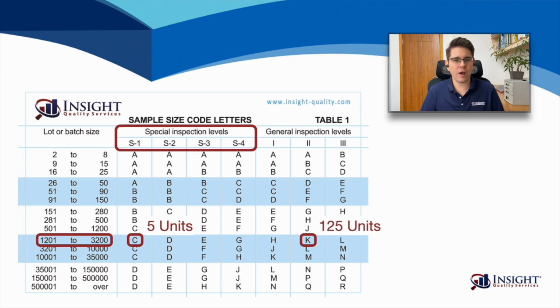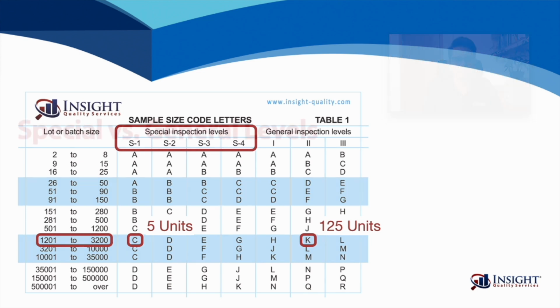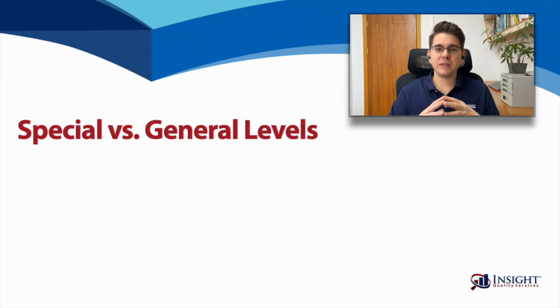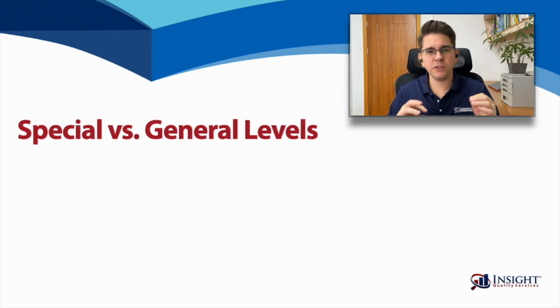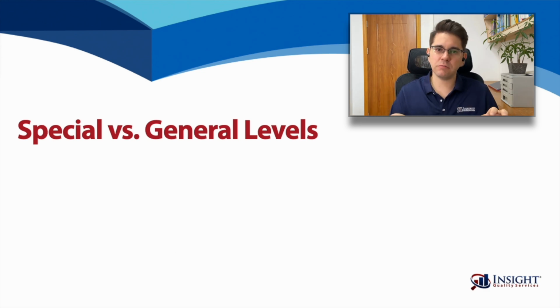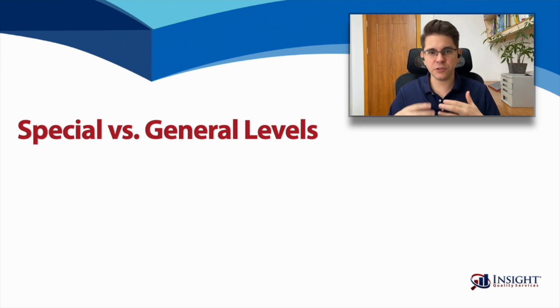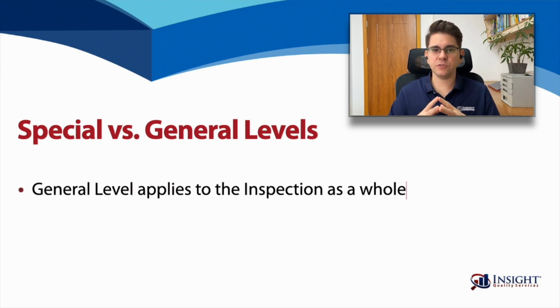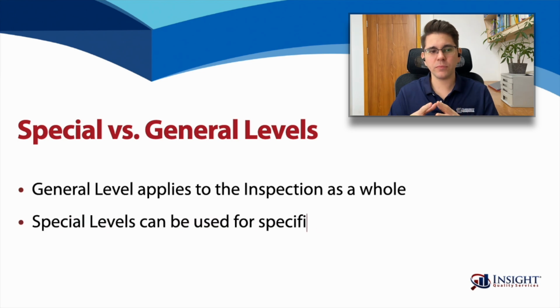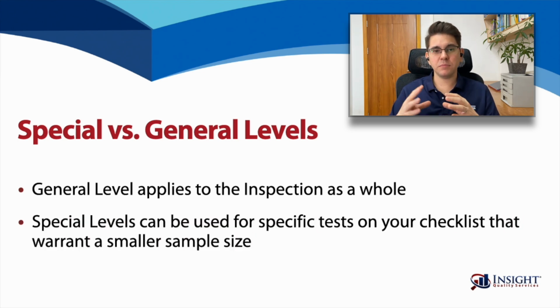So what gives here? Why would you ever use such a small sample? The key thing to understand here is that you're not choosing between using the general level or the special level for your inspection. It's that you're using them both together during your inspection. So the general level that you use applies to the inspection as a whole. Meanwhile, there can be special levels that you use for specific tests on your inspection checklist. And those are going to be tests that warrant a smaller sample size.